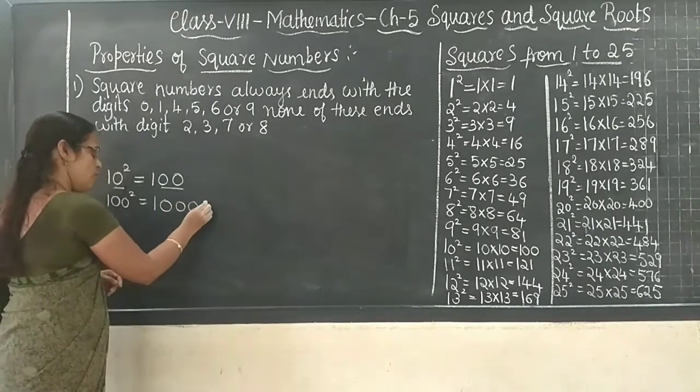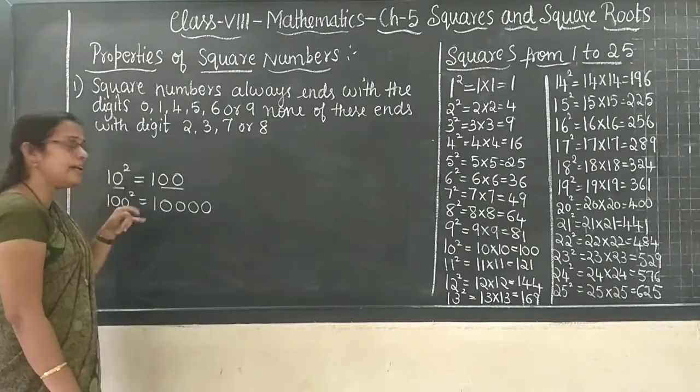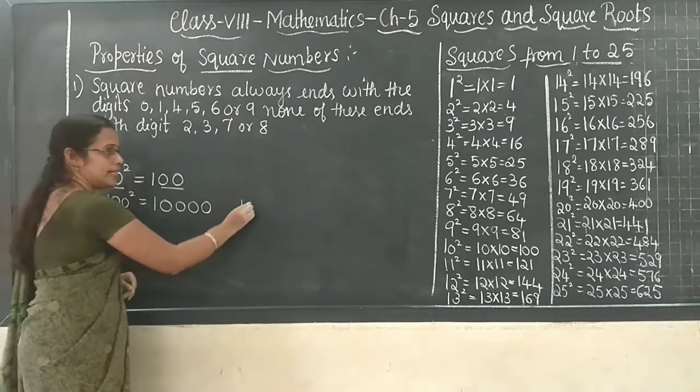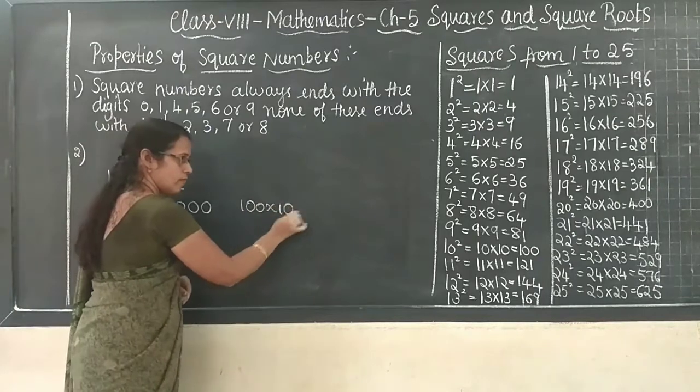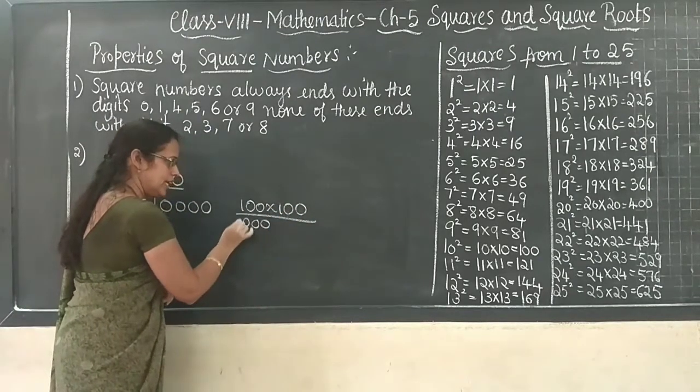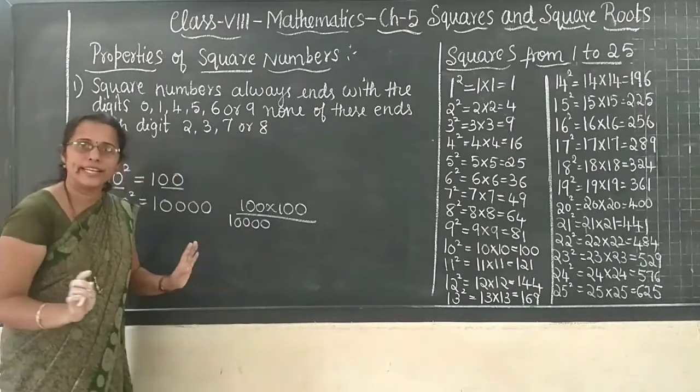1, 2, 3, 4. So, 100 hundreds are how much? 10,000, right? 1, 2, 3, 4. Like this, you have to count like that, right?